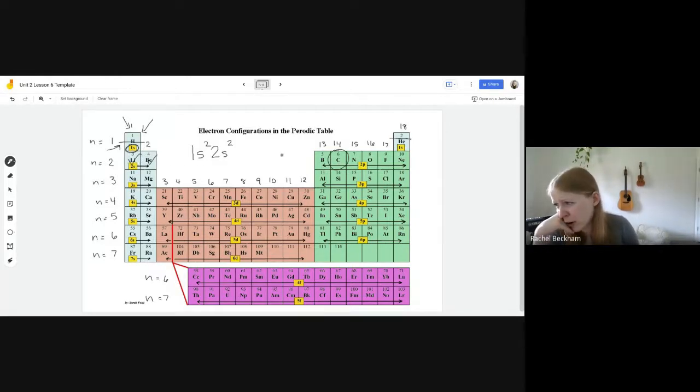We're trying to get to carbon. So we're still on row 2, section P, and we are now 2 blocks in until we hit carbon. So we're going to stop right there. 1s2, 2s2, 2p2. So what the heck did we just do?